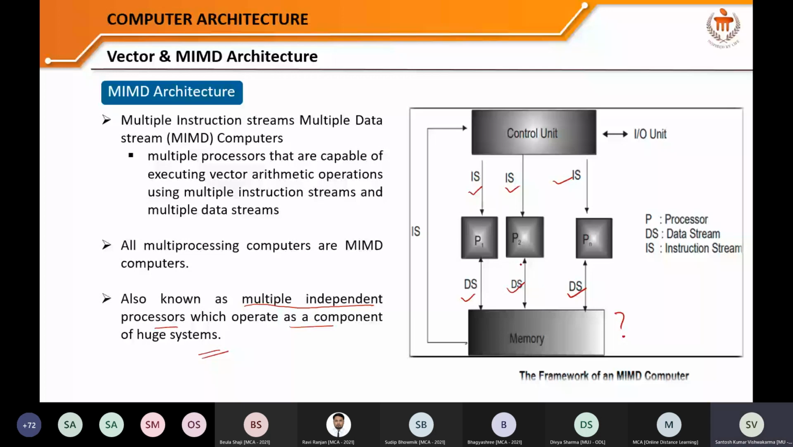So MIMD can be classified into two types. The first one is shared memory machines, that is multiprocessors. Multiprocessors have multiple CPUs. They independently execute different tasks in parallel.